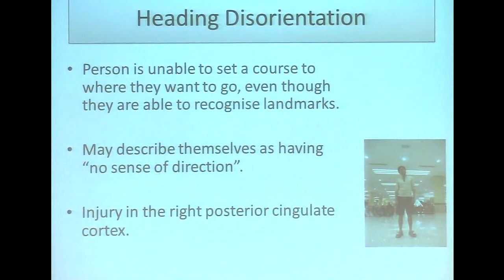You also get what we call heading disorientation, where a person is unable to set a course to where they want to go, even though they are able to recognize landmarks. And many describe themselves as having no sense of direction. They walk into a shop, they walk out of the shop, and they don't know whether they should be going left or right or where they should be going. That is heading disorientation. And typically you have an injury in the right posterior cingulate cortex. Now you know the cingulate cortex is that strip of cortex just above the corpus callosum. So you're looking at the right posterior, at the back, cingulate cortex.